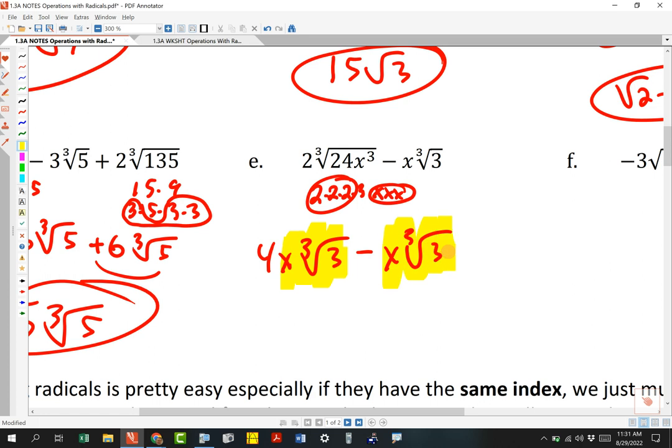So the stuff that I just highlighted in yellow is what we're counting. We have 4 of these things minus 1 of these things. So how many of those things do we have? 3. We have 3 of those things, not 3 of something else. So this is 3x cube root of 3.